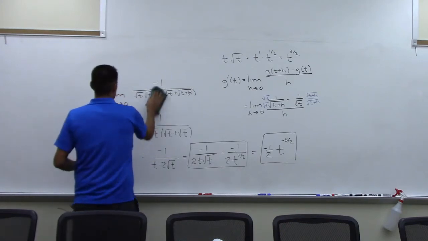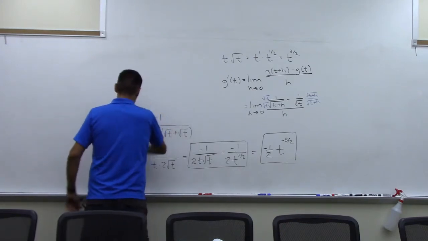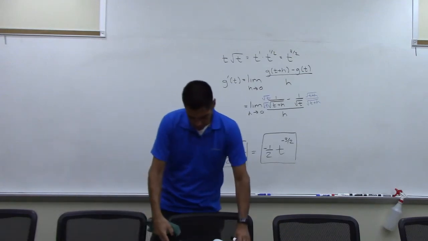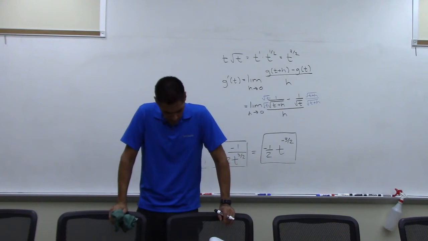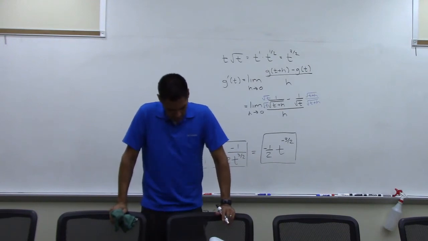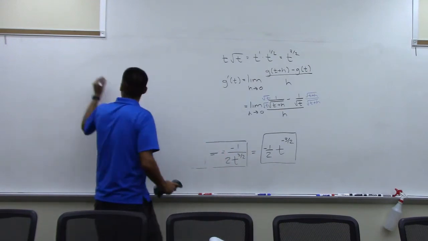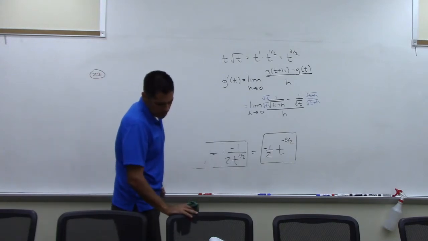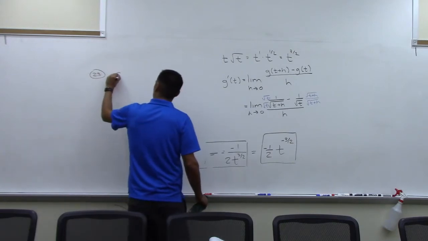All right. Let's move on to number 23. g of x equals root 9 minus x.